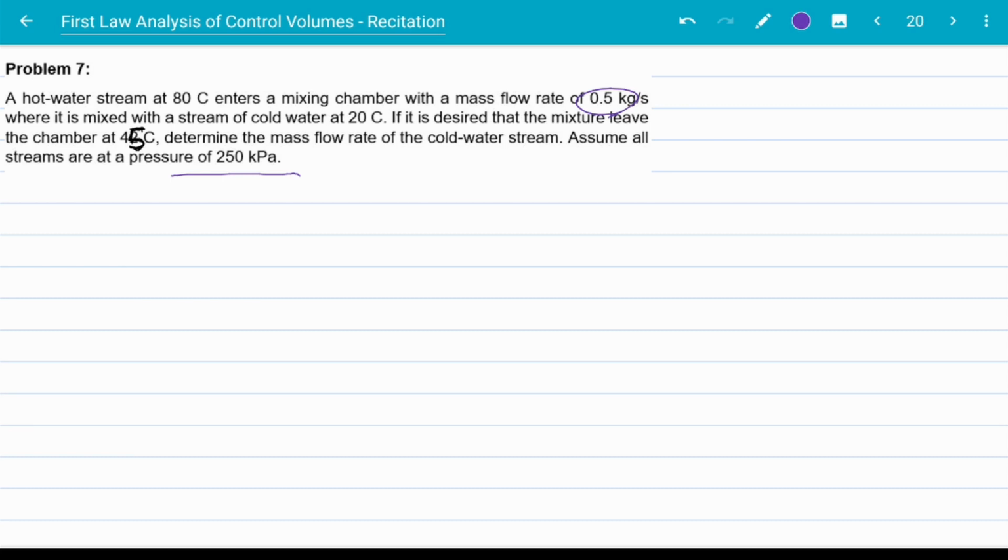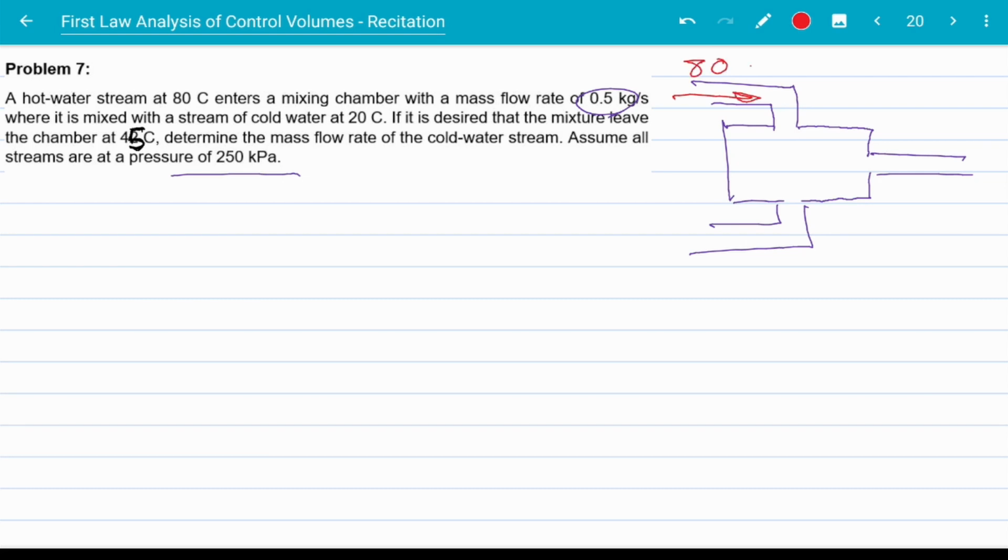So a schematic of the problem looks like this. Something like this. This will be the exit. This will be one of the entrances and this will be the other. So hot water is entering from here, from the top, 80 degrees Celsius, and the mass flow rate is also 0.5 kilograms per second. Cold flow is entering with 20 degrees Celsius. Mass flow rate is not known. And the mixed water exits with 45 degrees Celsius from here. We also don't know the mass flow rate.